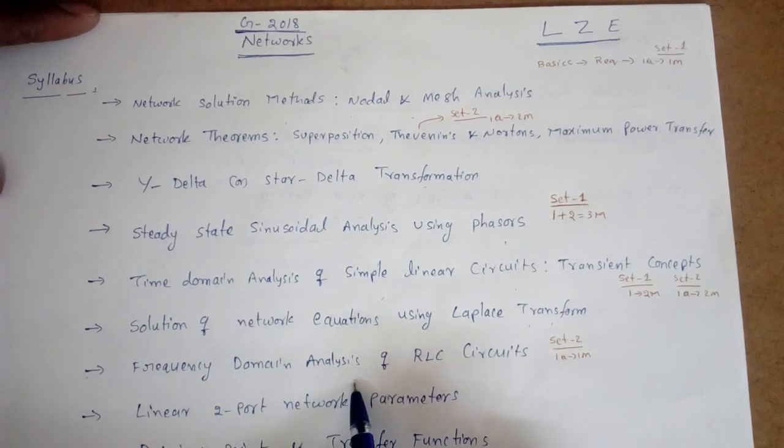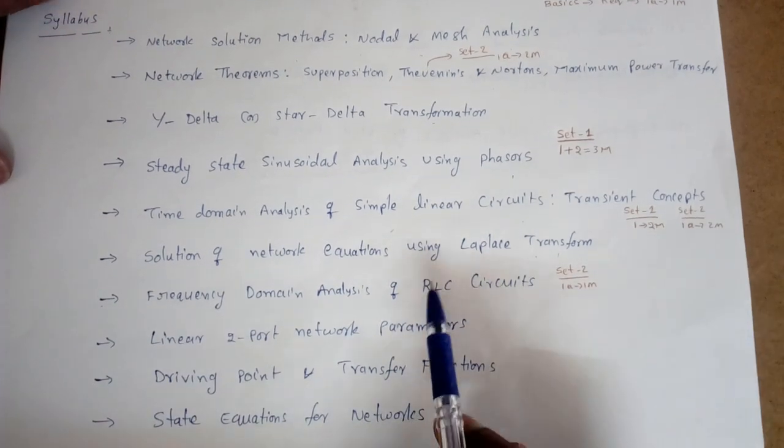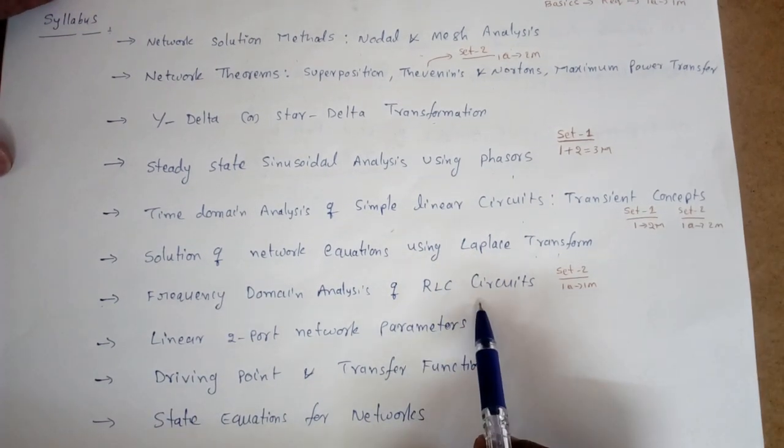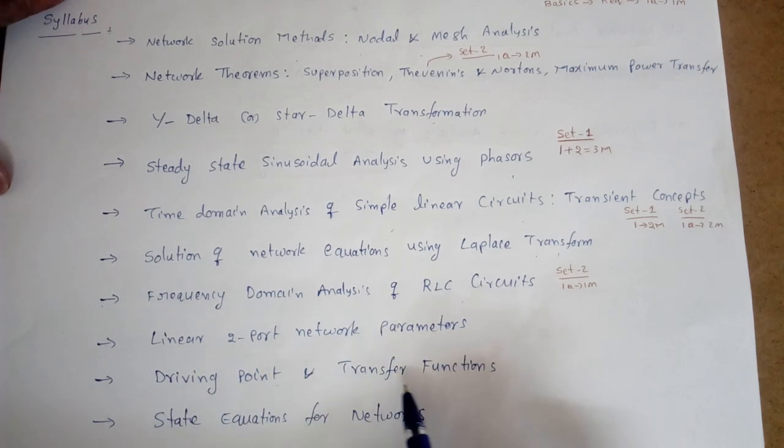Similarly, frequency domain analysis of RLC circuits. This is generally the resonance concept, so we'll get questions from these concepts also. Next one is two-port network parameters, driving point and transfer function. We will not get questions directly from this concept, but once we know how to find the transfer functions or driving point impedances, admittances, sometimes we may get.